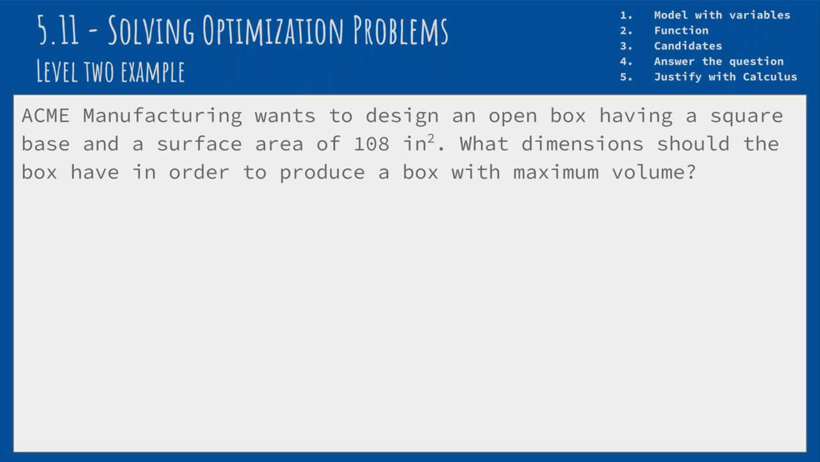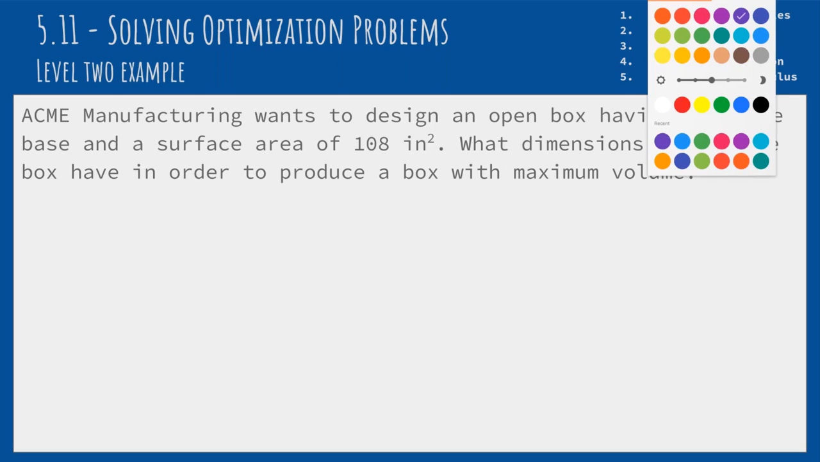Hello, Mr. Betts here. Let's take a look at an example of an optimization problem. So we want to design an open box having a square base and a surface area of 108 square inches. What dimensions should the box have in order to produce a box with maximum volume?